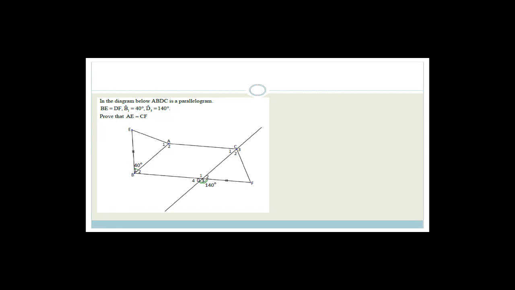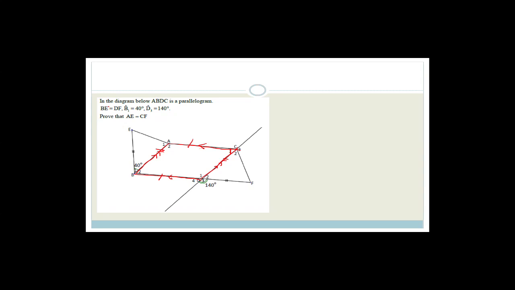So what do we know? They tell us that in the diagram, ABCD is a parallelogram. So what does that mean to us? It means that this side is parallel to that side, that side is parallel to that side, and this is equal to this, and this is equal to this. And there are a couple of other things we can say, but let's just see what they've got for us.